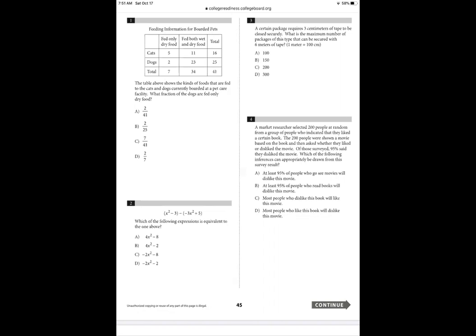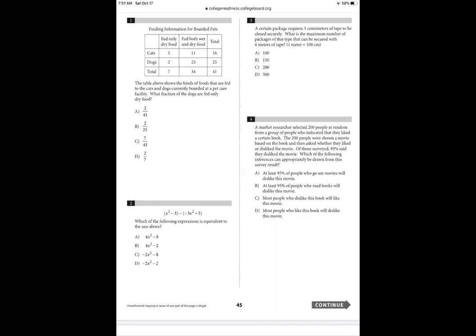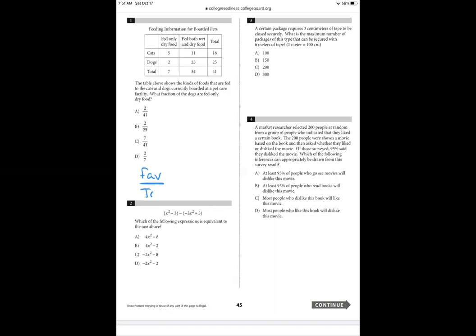I'm going to go ahead and give a simple hint for each one and then go through them in more detail. So for the first one, the hint would be to remind you of the formula or the representation of basic probability: favorable outcomes over total possible outcomes. For number 2, your hint would be to simplify the expression. And number 3, the hint would be to convert your 6 meters to centimeters. And for number 4, the hint is to read carefully.